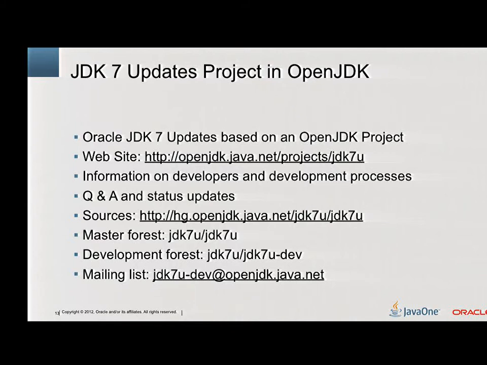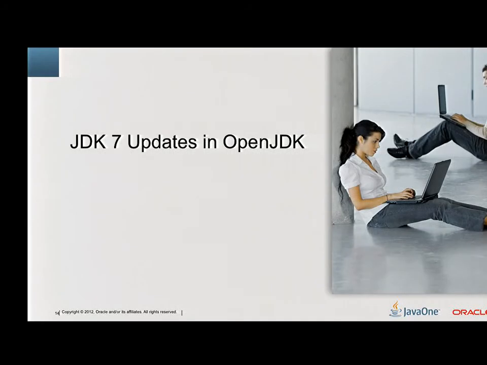Once we get to a point where we're ready to stabilize for a specific version, then we create a special forest for it. So for example, once we're ready to stabilize for 7U6, we create a special 7U6 forest for it. And development traffic, as you would imagine, open source projects takes on the mailing list, yada, yada, yada. And the website has all information about processes, a QA, and status updates.